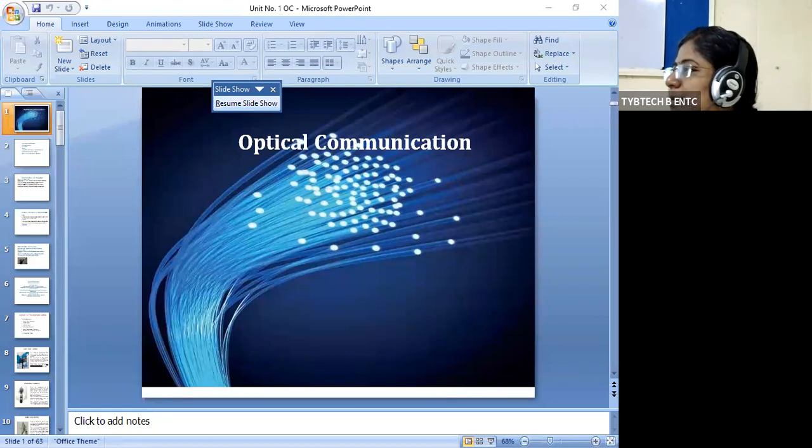Actually, in the previous syllabus there was one separate chapter, fabrication of optical fibers. At that time the theory was for 100 marks. So when it was reduced, that chapter was eliminated. But that chapter had all the fabrication methods of optical fibers.